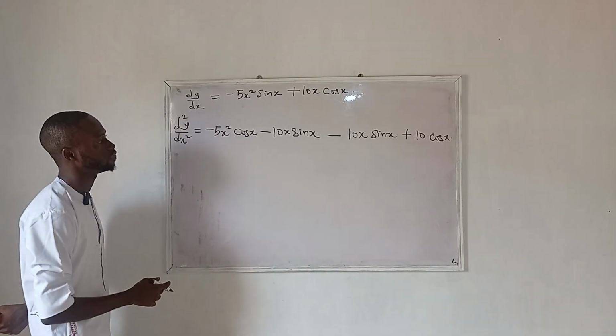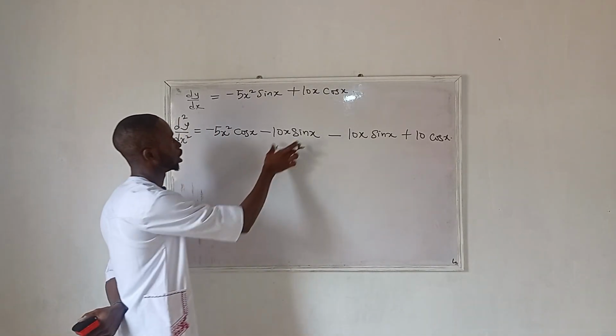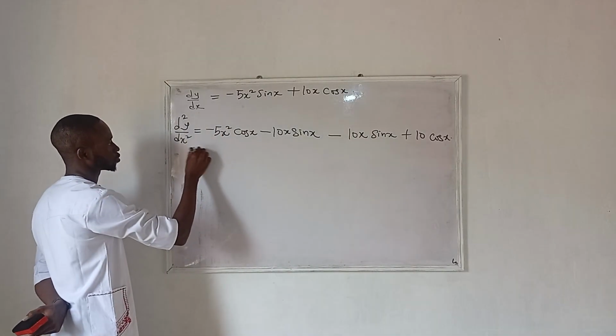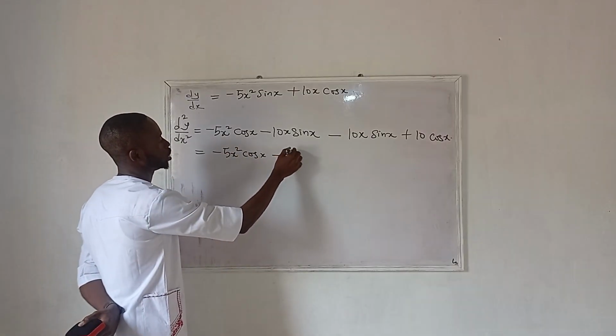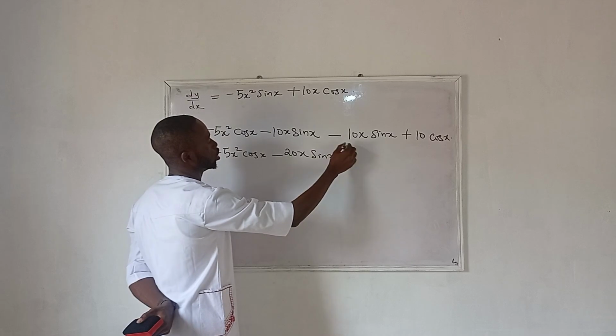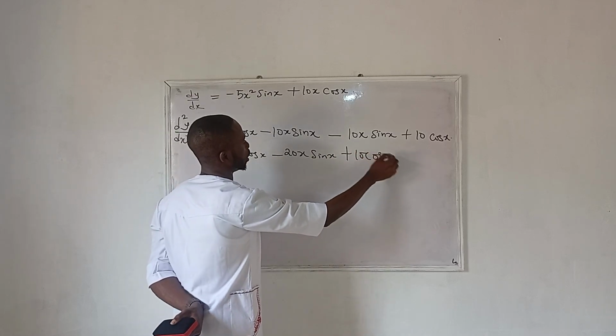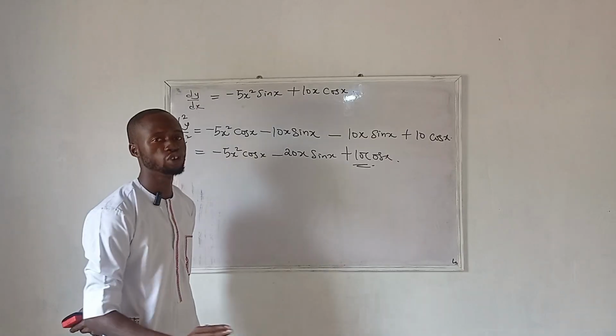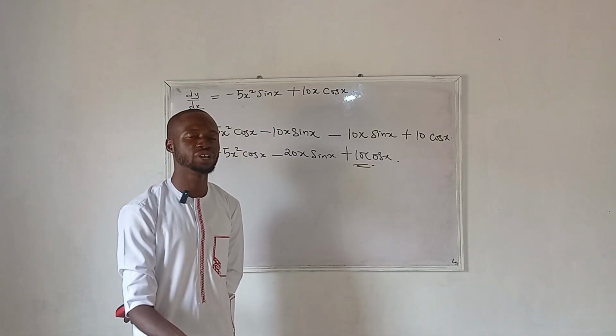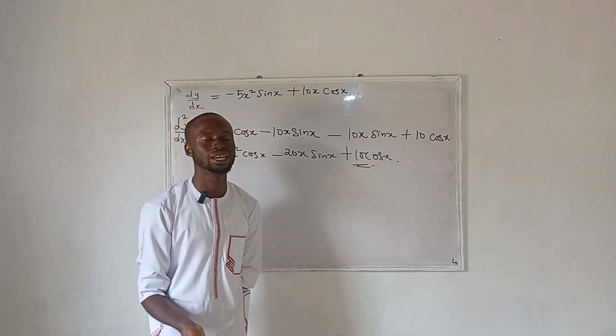If I look at this, there are similarities, or rather they are common, so my final answer will be minus 5x² cos x minus 20x sin x plus 10 cos x. So you can actually write them down to see how these things came about. But if you've been solving consistently, you should be very, very fast because you're writing UTME.